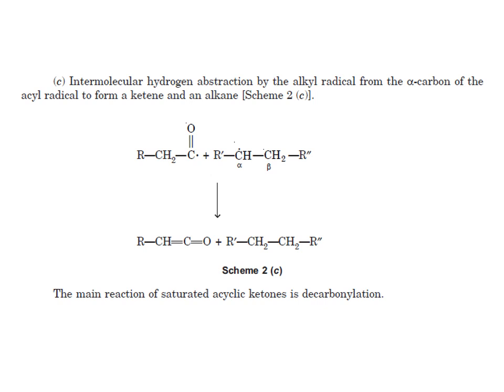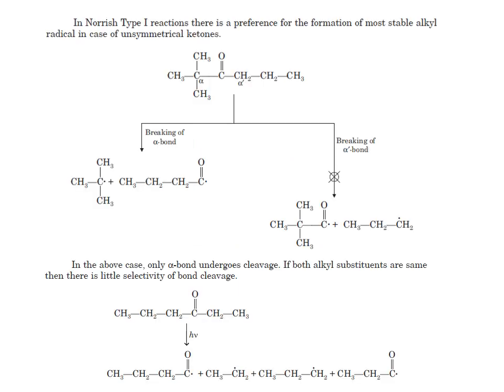So here in the third process, we are getting a ketene and alkane, but here the hydrogen is abstracted from the acyl radical towards the alkyl radical. So in the Norrish type I reaction, there is a preference for the formation of the most stable alkyl radical in case of unsymmetrical ketone. Let's see the example.